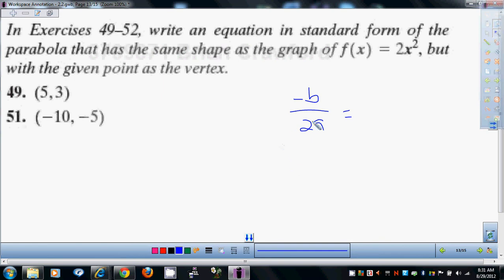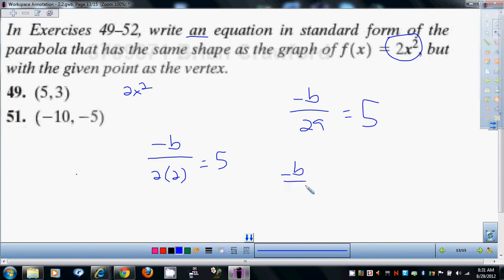5. This gives you the x coordinate of the vertex. Now, you know what a is. If they're all going to look like this, then they're all going to start with a 2x squared. What is a? 2. So that's negative b over 2 times 2 equals 5. And you have to solve for your b value. And then you're just going to plug it in. And that's it. You don't know the intercept. You don't know where it shifts. So that's why we're writing an equation, not the equation. We're only worried about the b value right now.